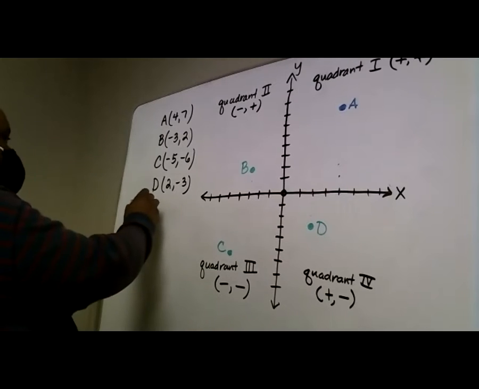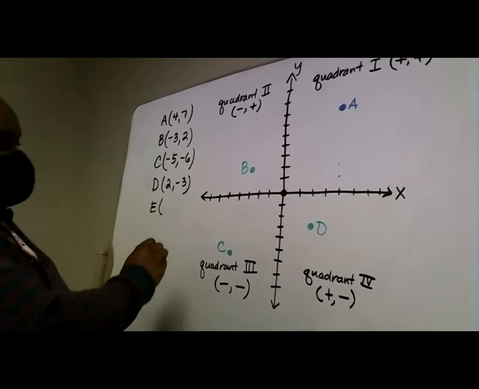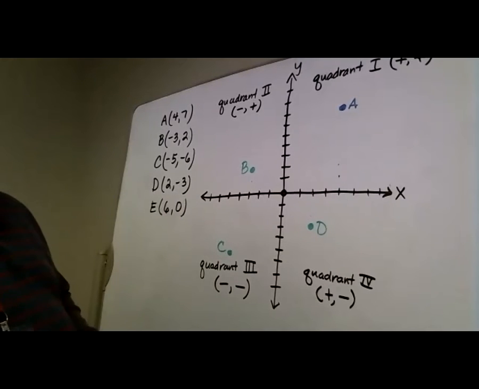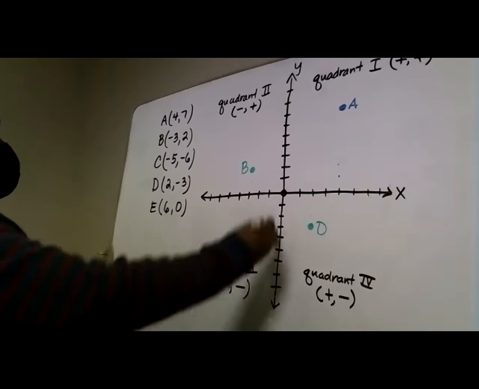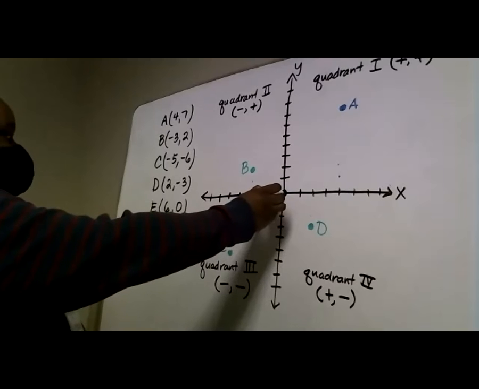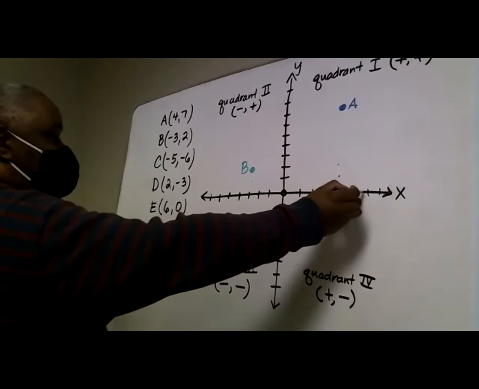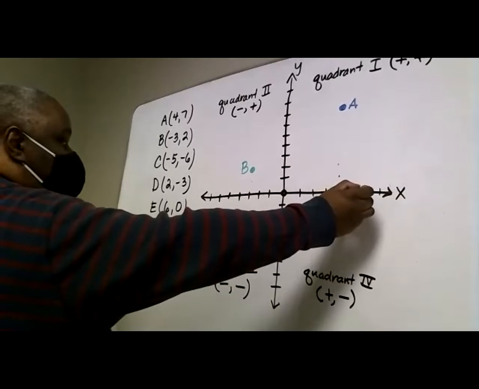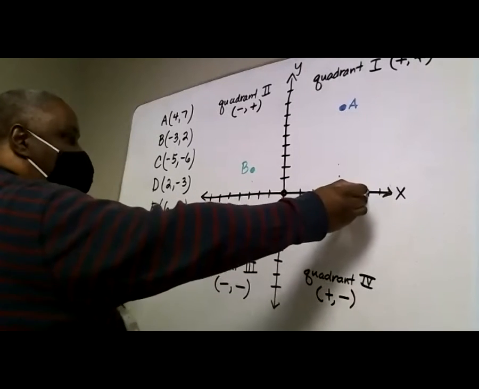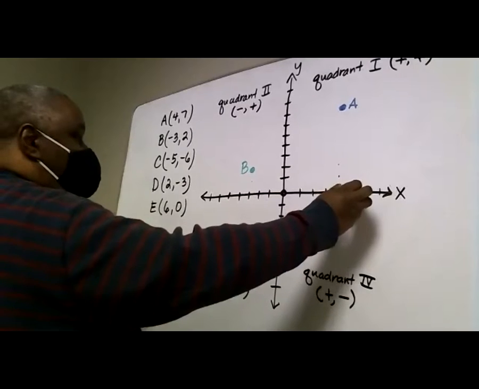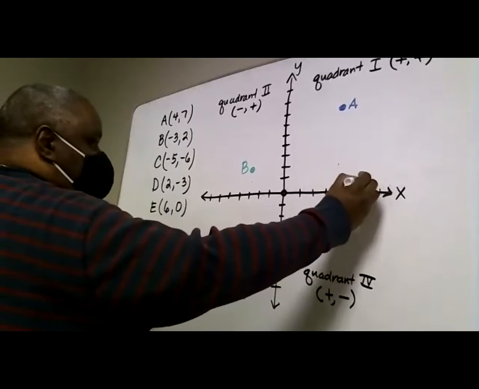And then, let's say this one, E has 6, 0. Again, start at the origin. The 6 is positive, so we go to the right 6. Now, for the 0, for your y, you don't go up or down. So that means that this point will be on the x-axis.